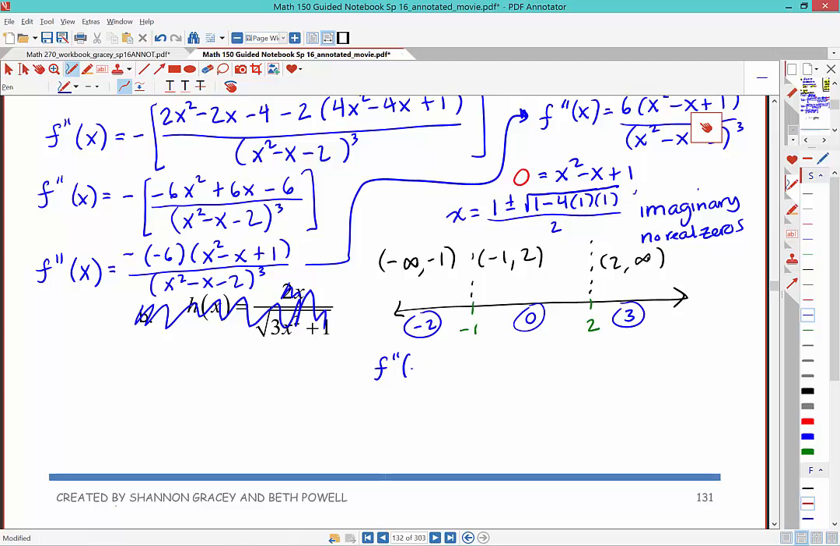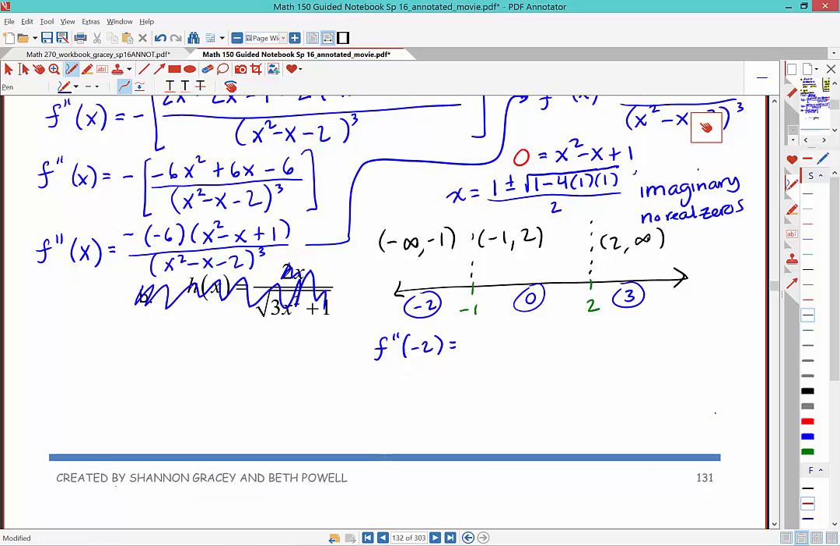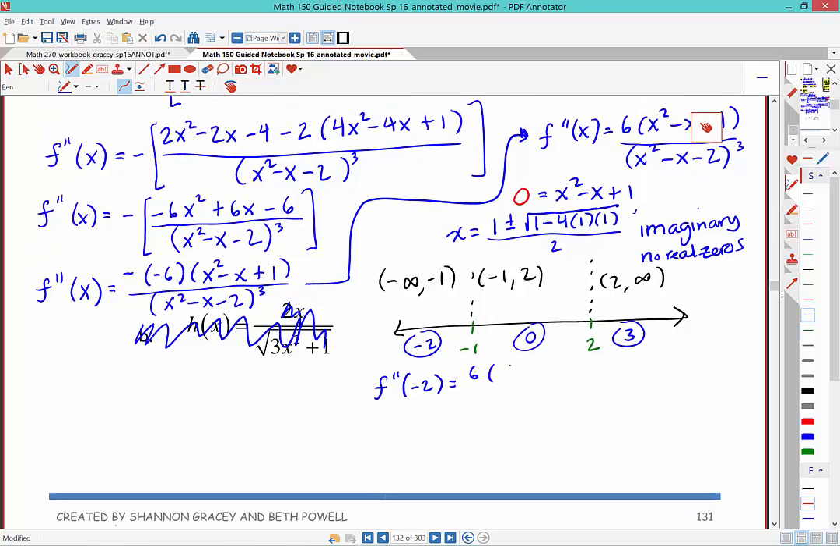So f double prime at -2 is going to be, let's see, 6 times -2 squared minus, I'm looking at that second derivative function up there, minus -2 plus 1 over -2 squared minus -2 minus 2. So this will be what? 4 plus 2 plus 1. So we'll have a positive numerator and a positive denominator. So this will be positive.